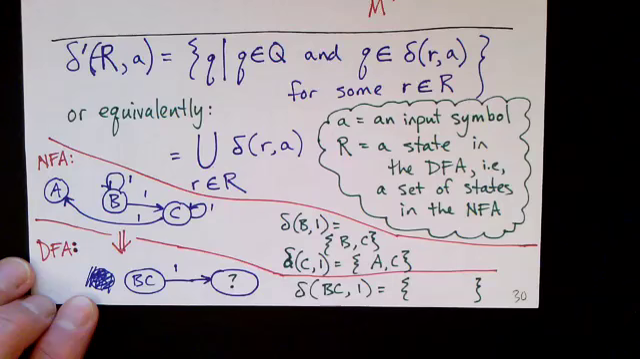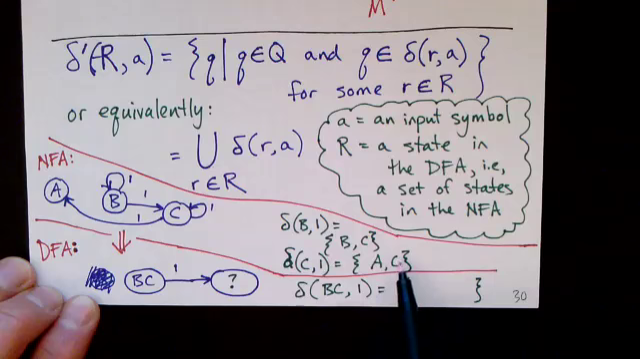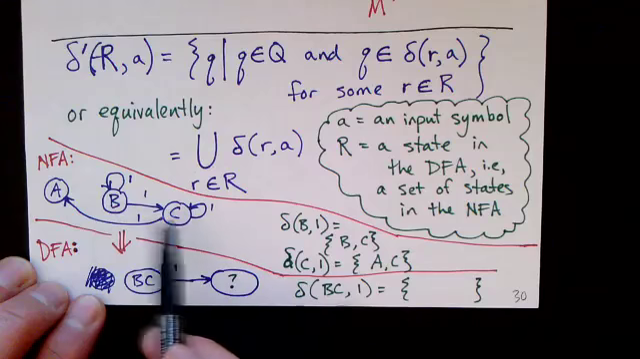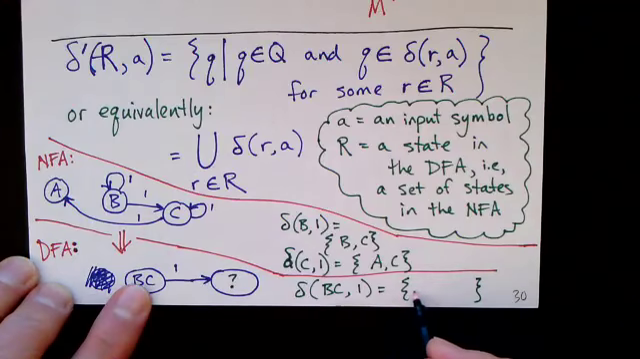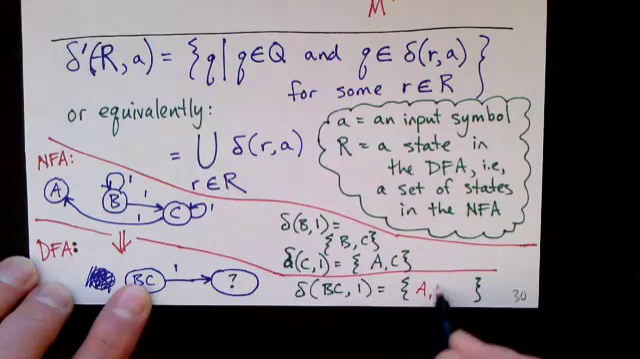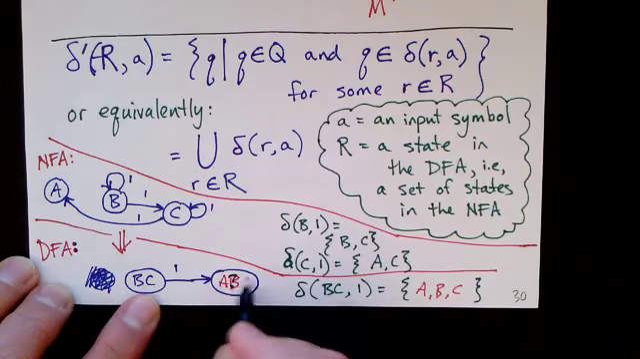Well, we have to union these things. We go to BC and we go to AC. So the result is, if we're in B or C and we get a 1, then we're now in either A, B, or C. So we say A, B, C. So this is the set, or the state, we are labeling ABC.